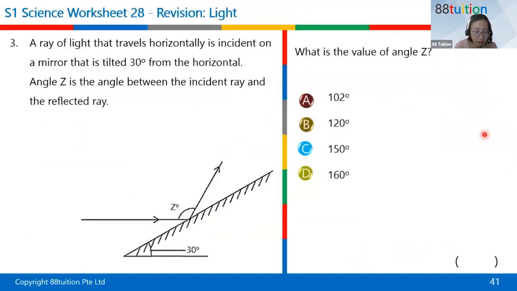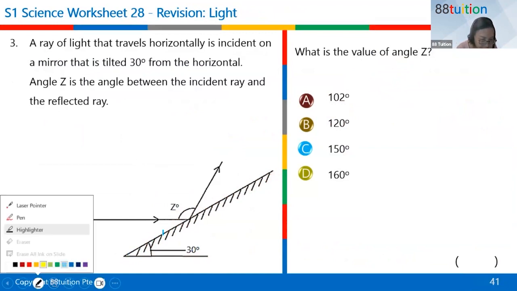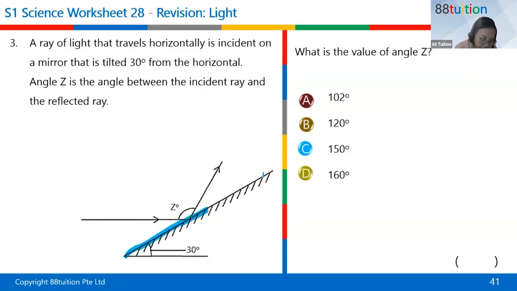Question 3. Now find the angle of Z. Z is this angle. This is the mirror. The shaded line means mirror. This mirror is placed at 30 degrees from the tabletop. Imagine this is a horizontal tabletop, and I put a mirror like that, slanted. Let me highlight the mirror. It's a plain mirror, a flat mirror.